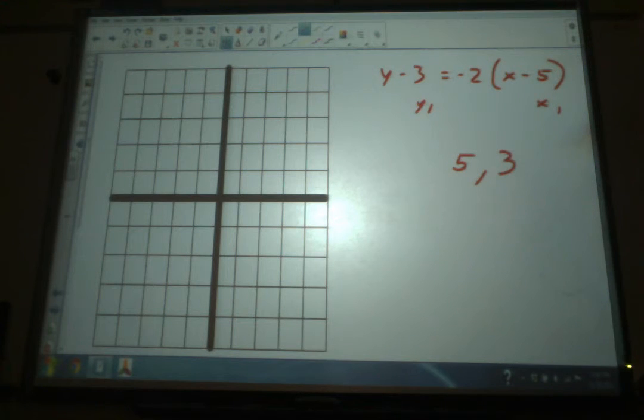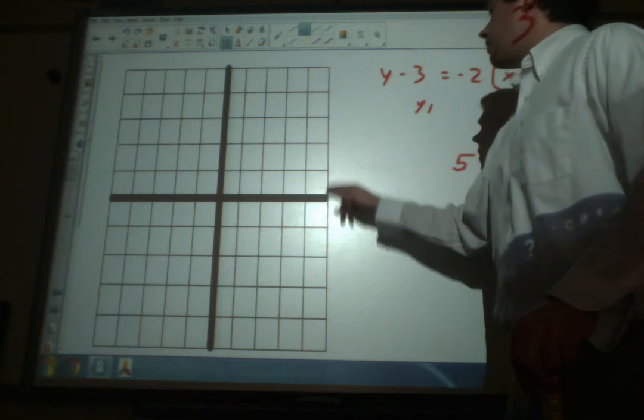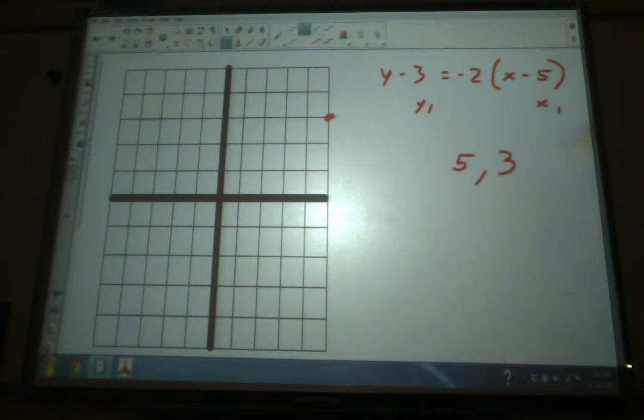The tricky thing here is, remember these are minus signs, but it's supposed to be minus signs. If it says y minus 3, that means it's actually positive 3. Okay, so you got to remember that. That's the only tricky part. So we have a point at 5, 3. Let's find that. 1, 2, 3, 4, 5. 1, 2, 3. Okay, fine. There's one point.